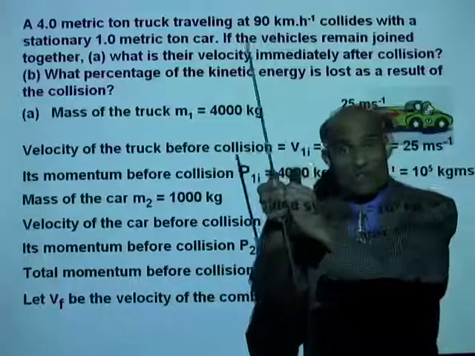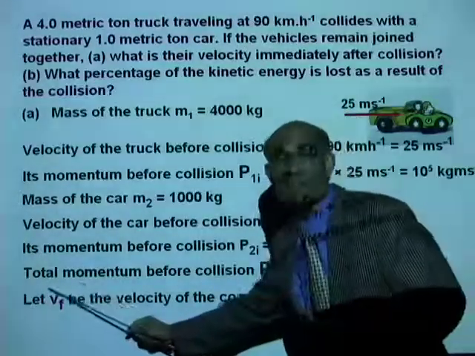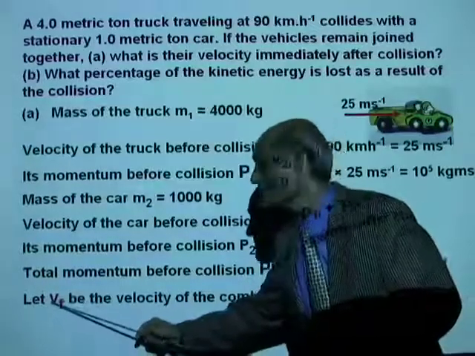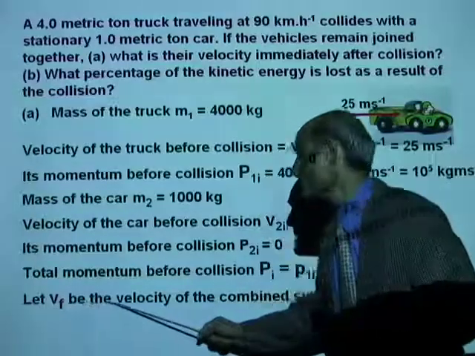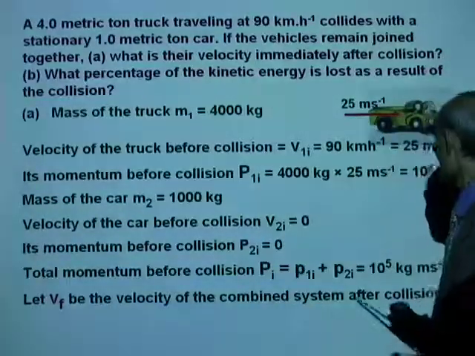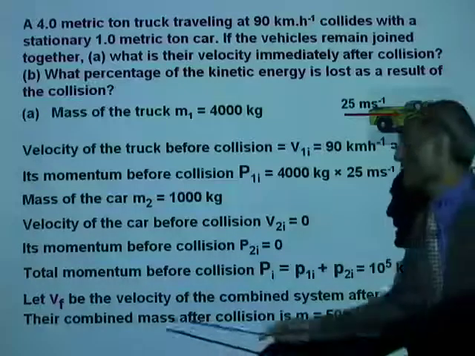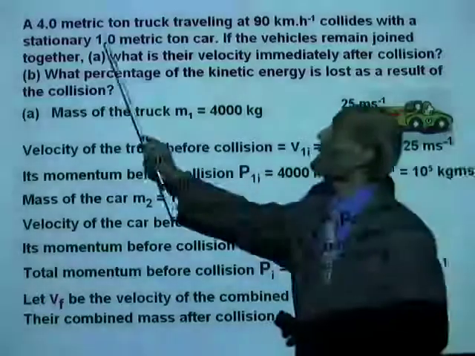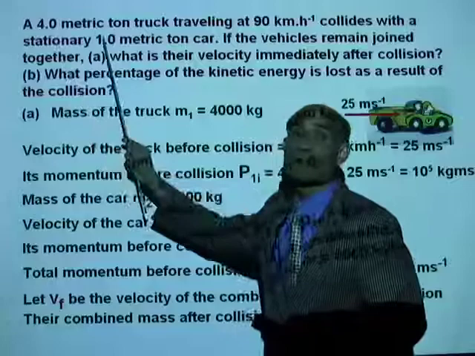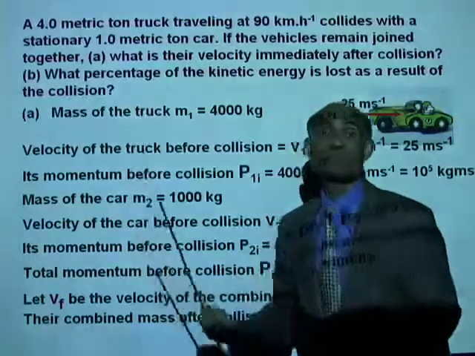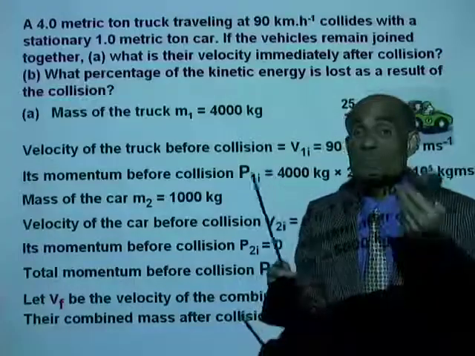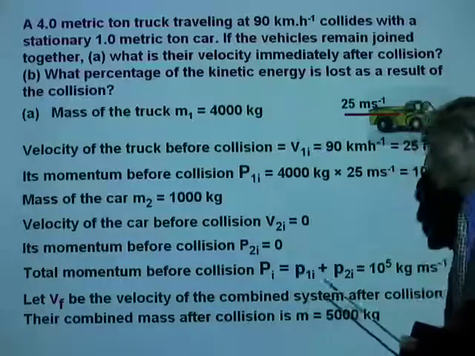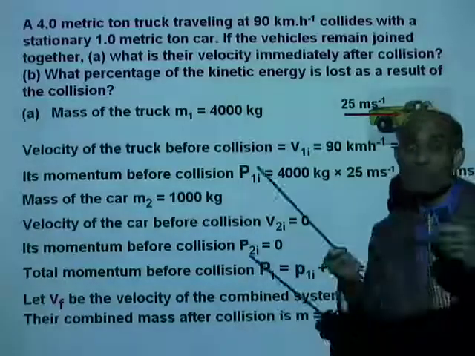They collide, join together, and let's assume the combined velocity of the wreck after they collide is Vf. Let Vf be the velocity of the combined system after collision. What will be the combined mass after collision? The mass of the truck is 4 metric ton, the mass of the car is 1 metric ton. The total mass is 5 metric ton, that is 5,000 kilograms.